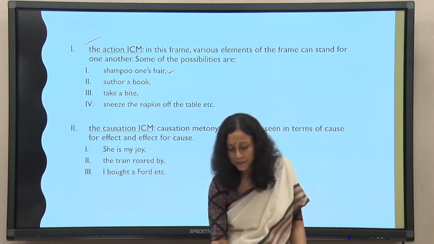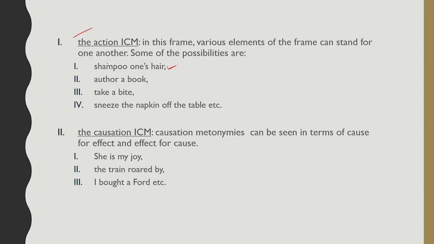So, what we are doing here is using one small element, the shampoo, and turning it into a verb and calling it shampooing one's hair. I have shampooed my hair, you have shampooed your hair, and many such other configurations. Similarly, authoring a book. Author is one part of the larger activity, the ICM, that is the action of writing a book. Author is one aspect, book is the product. Again we are doing the same grammatical transformation of turning the noun into a verb and making a sentence like author a book. Similarly, take a bite, sneeze the napkin off the table and so on.